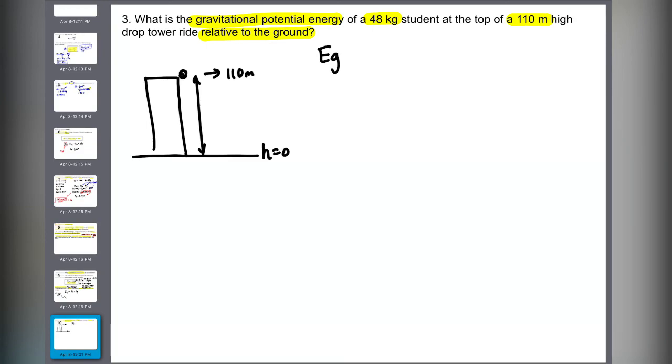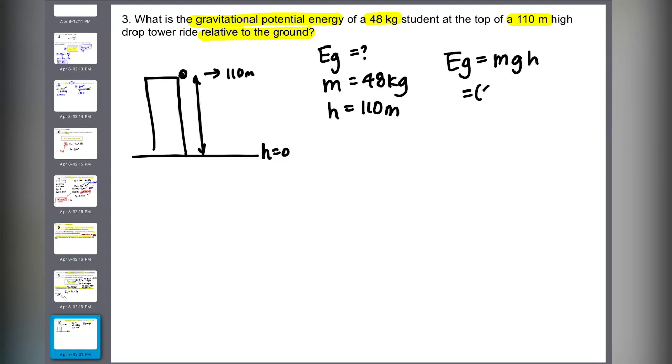So the question asks you to find the gravitational potential energy if I have a mass of 48 kilograms and a height of 110. The equation for Eg is m times g times h. So 48 times 9.8 times 110. Work that out with 2 sig digs. 51744 joules. And take a look at the question. I want 2 sig digs, so 52,000 joules is the answer.